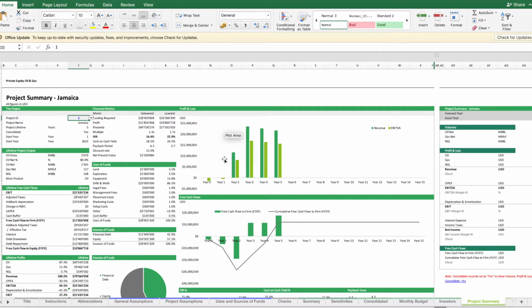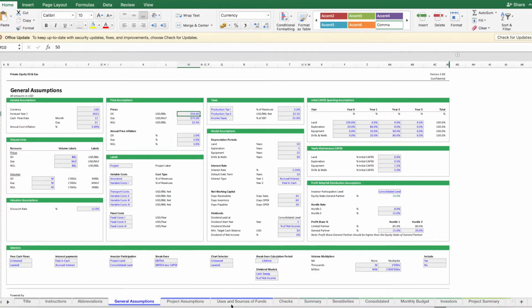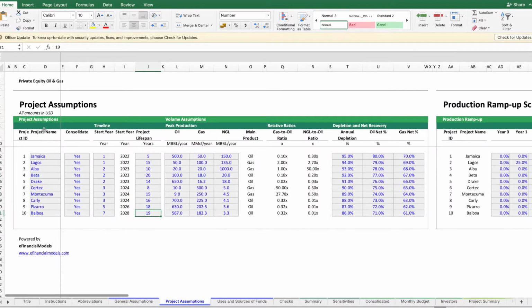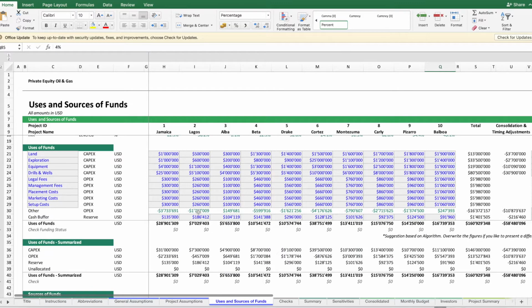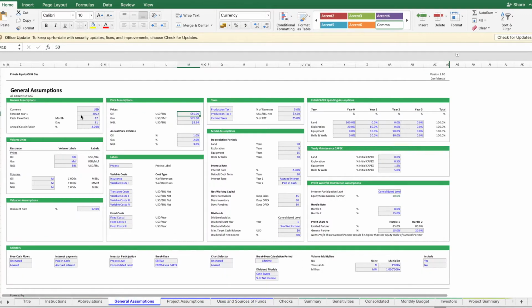So let's get started and let me explain how to calibrate this model. To calibrate the model, we need to work through the assumptions. We have three types of assumptions. One is general assumptions, which apply throughout the model. Then we have project-specific assumptions, where we have to calibrate each of our drilling projects. And then we have the uses and sources of funds assumptions, which are also project-specific in their structure. So we will start here.